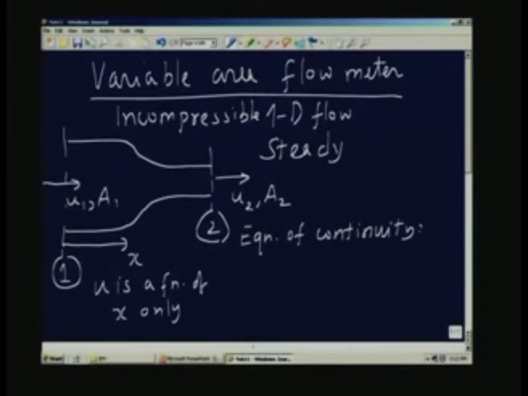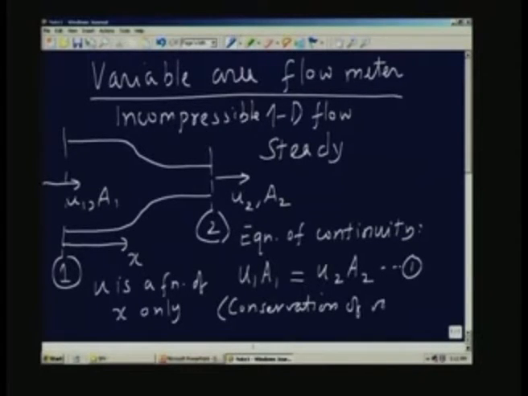So, there is no change in the volume, and therefore, we can say the volume flow rate, which is constant across the two sections, is given by: U1 A1, the volume flow rate across section 1, must be equal to U2 A2 across section 2. So, we can call this equation 1, which is actually conservation of volume, because density is constant, conservation of mass is satisfied once the conservation of volume is satisfied.